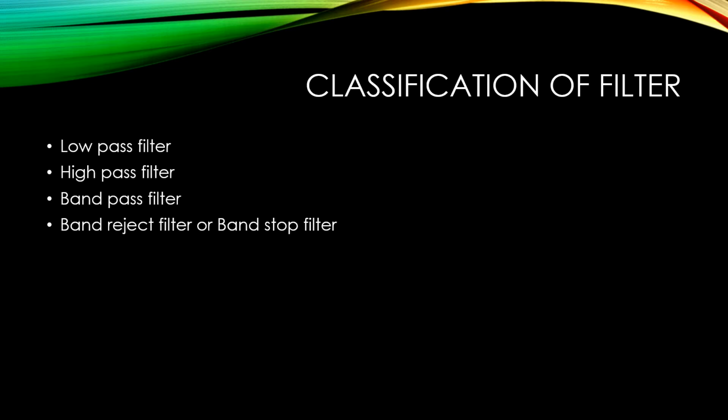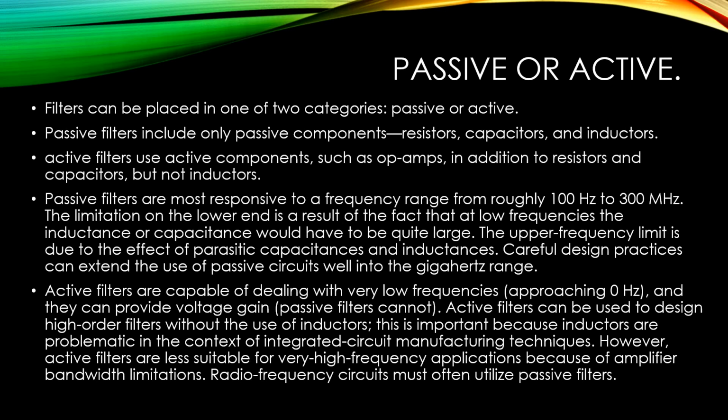Classification of filter. Filters have four types. That is low pass filter, high pass filter, band pass filter, band reject filter, or band stop filter. Passive or active. Filters can be placed in one of two categories. That is passive or active. Passive filters include only passive components: resistors, capacitors, and inductors. Active filters use active components, such as op-amps, in addition to resistors and capacitors, but not inductors.